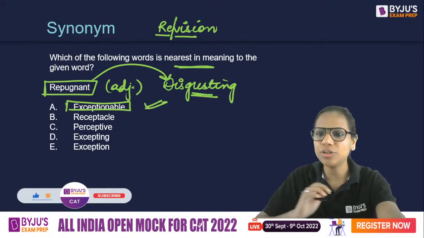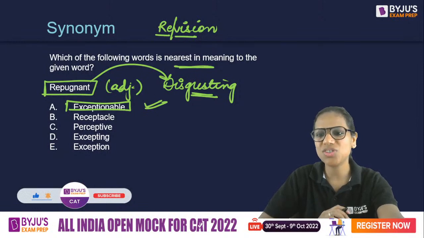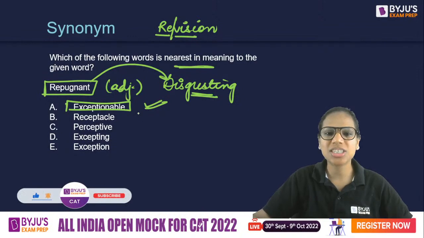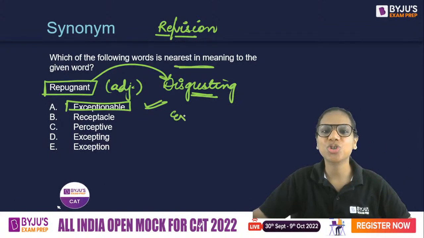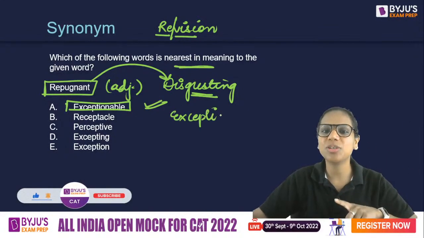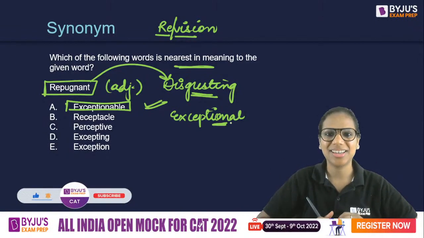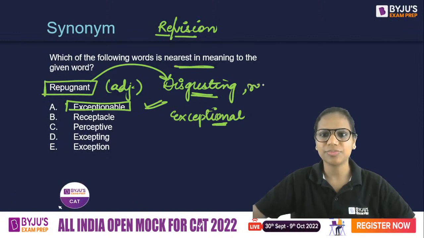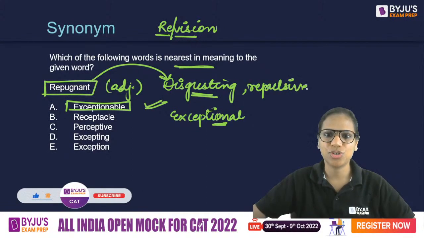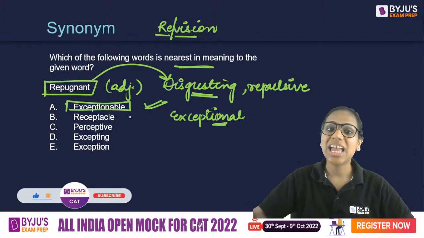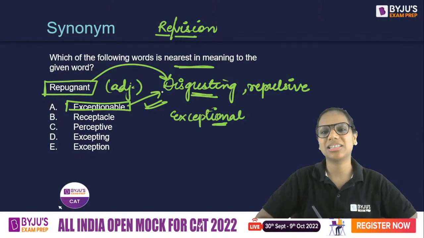I'm happy that quite a few of you said A. I wasn't really sure that many of you would say A, because people associate it with exceptional. Exceptional and exceptionable are two different words. Okay, nearly opposite in meaning, right? So yes, repulsive. So repugnant, disgusting, repulsive, all are synonyms, and even exceptionable is a synonym.